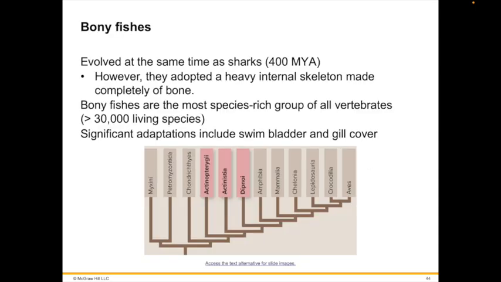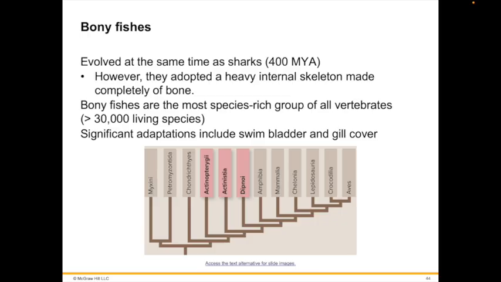The bony fishes. They evolved at the same time as sharks, however, adopting a heavy internal skeleton made completely of bone. So instead of gaining speed through lightness, as sharks did, bony fishes adopted a heavier internal skeleton of bone. Bone is strong, providing a base on which strong muscles can pull. Not only is the internal skeleton made of bone, but so is the outer covering of plates and scales.